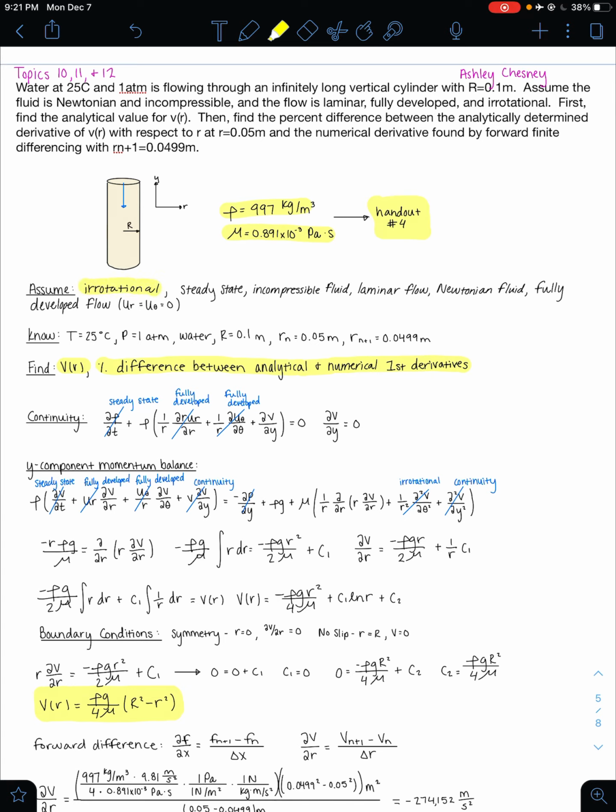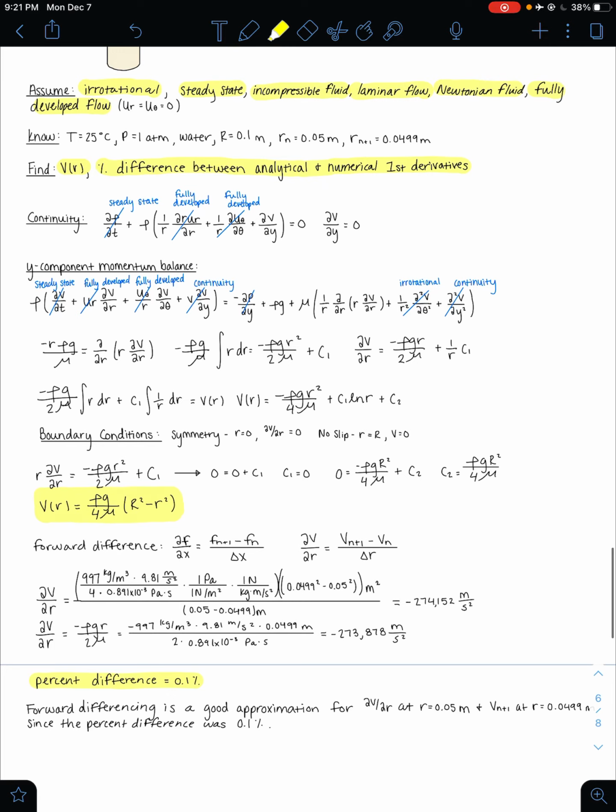The assumptions that were made were that the flow was irrotational, that it was steady state, that it was an incompressible fluid, that it was a laminar flow, that the fluid was Newtonian, and that the flow was fully developed. The first thing that was done was the continuity equation was used, and it was simplified to find that dv/dy equals 0. Then a y component momentum balance was used, and that was simplified to find the following expression.